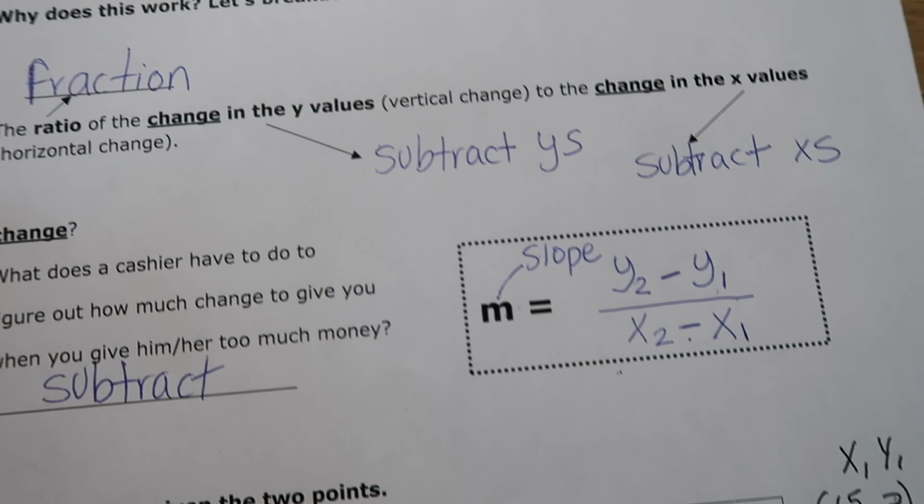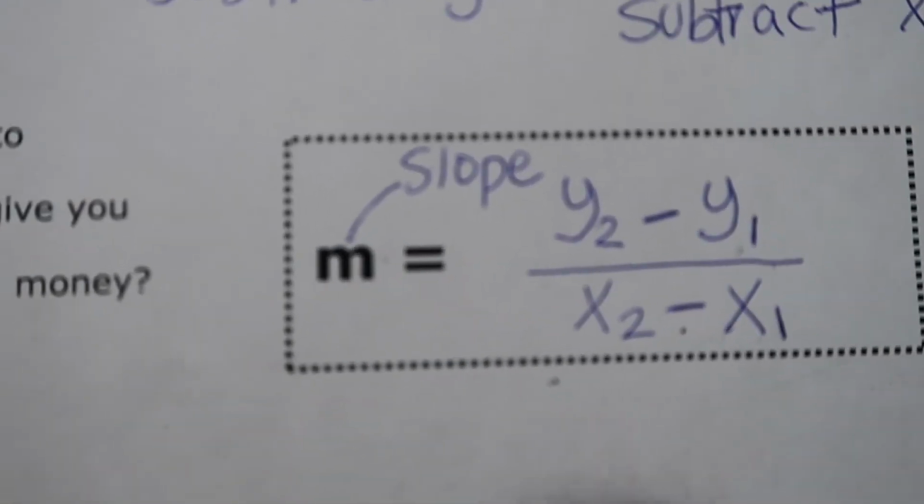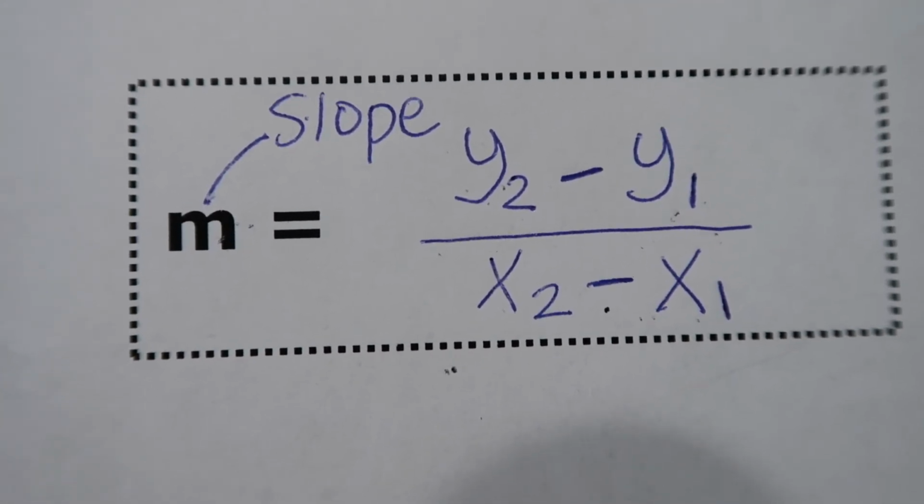These notes emphasize more the formula to find the slope, and all you need is two order pairs.